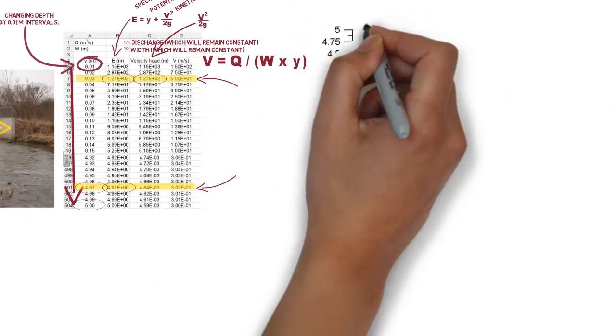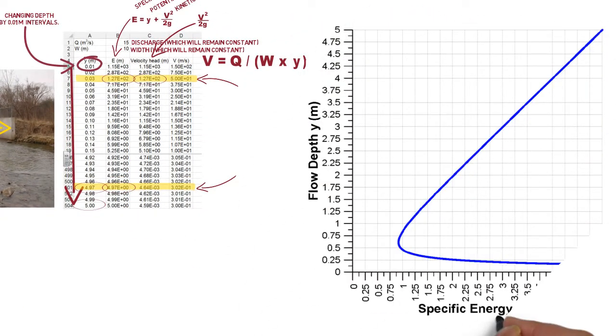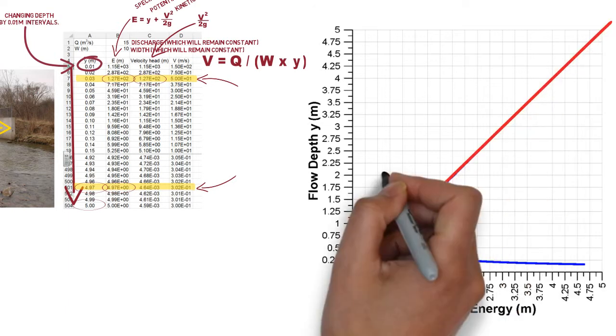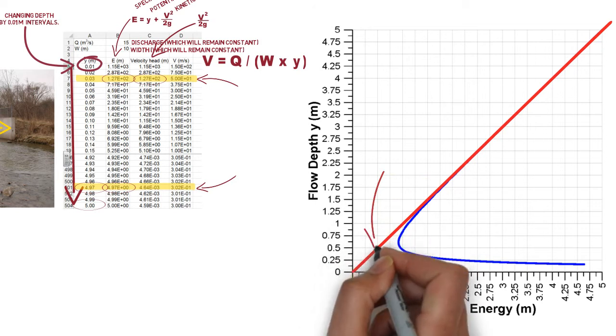So let's plot this relationship and see what the attributes are. We'll notice that a parabola is generated where the upper limb of the parabola is subtended by a 45-degree line when the flow depth and the specific energy are plotted to the same maxima.